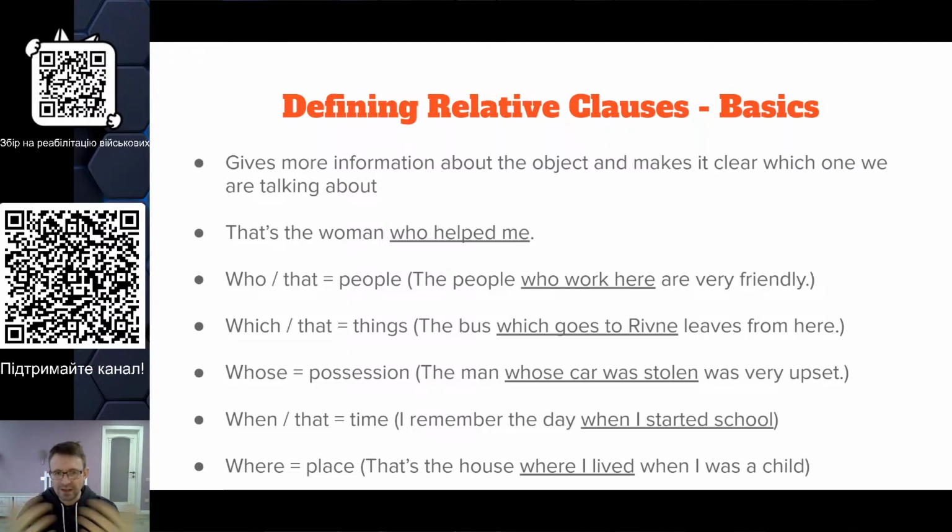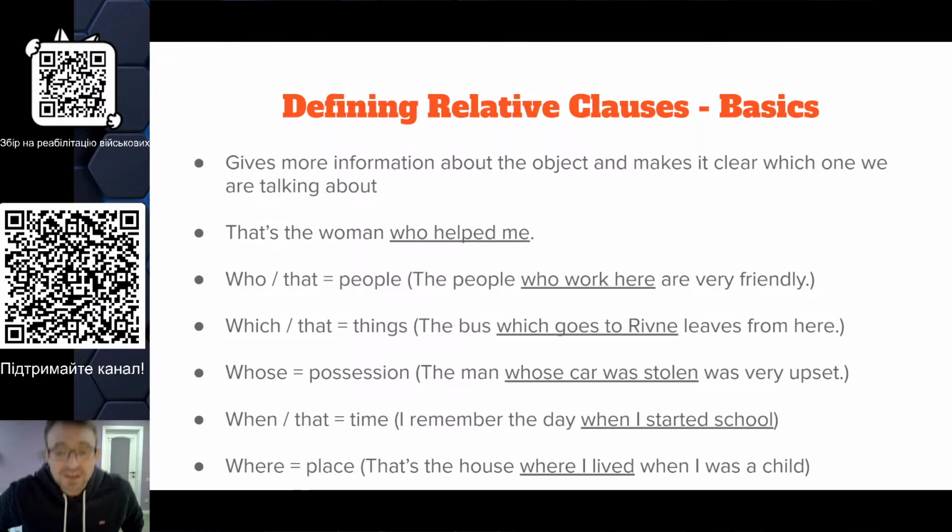So we have the example here of I remember the day when I started school. Here you could say that I remember the day that I started school, but as I said, at least from a native speaker position, I think that when is more typical and more usual than using that.